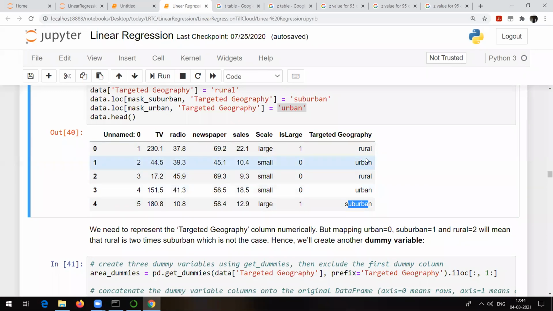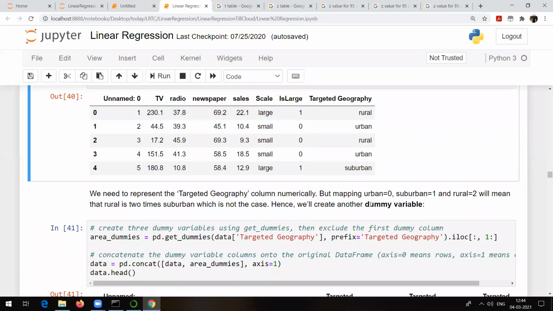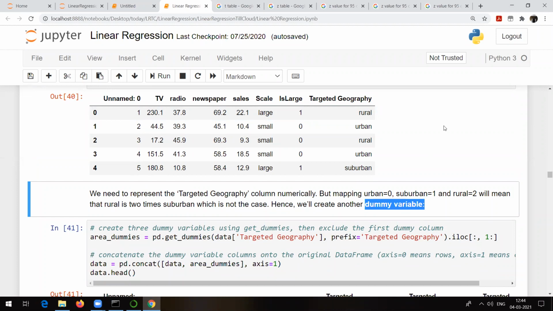Now here I cannot make use of 0 or 1. Even I cannot make use of 0, 1 or 2. If I make use of 0 as rural, 1 as urban and 2 as suburban, it means that rural is less than urban, which is less than suburban. We do not want that. And that's why we make use of something called the dummy variable trap.